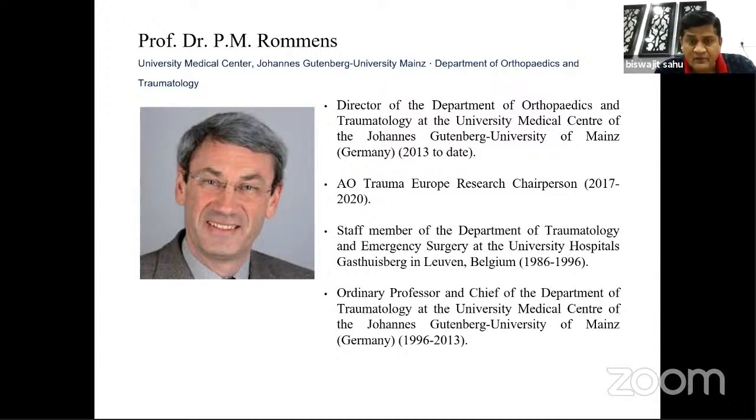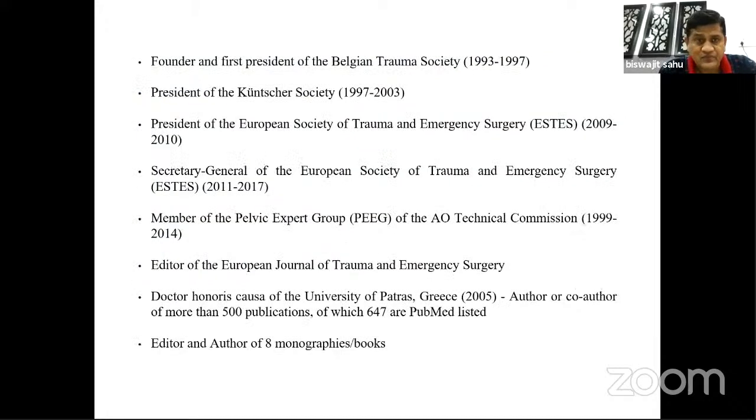He was a staff member of the Department of Traumatology and Emergency Surgery at the University Hospital in Leuven, Belgium, and the ordinary professor and chief of the Department of Traumatology at the University Medical Center and the Johannes Gutenberg University of Mainz. He is the founder and first president of the Belgium Trauma Society. Dr. Rommens was president of the Kuncher Society from 1997 to 2003, president of the European Society of Trauma and Emergency Surgery, and its Secretary General from 2011 to 2017. He is a member of the Pelvic Expert Group of the AO Technical Commission, the editor of the European Journal of Trauma and Emergency Surgery, and the editor and author of 8 monographs and books.